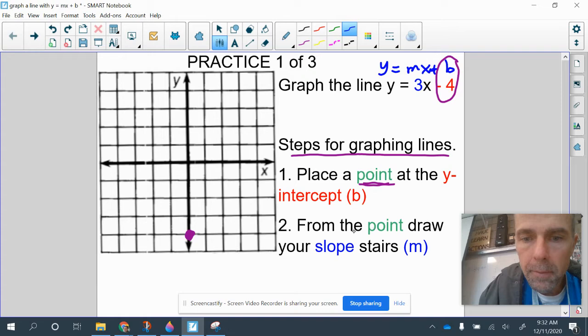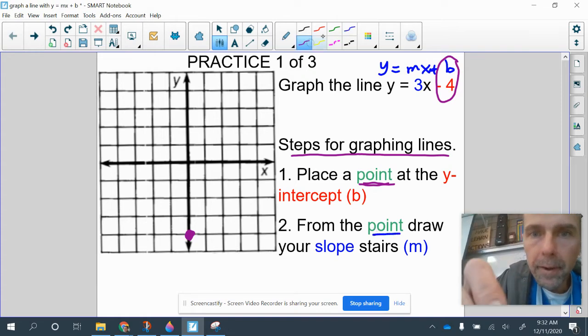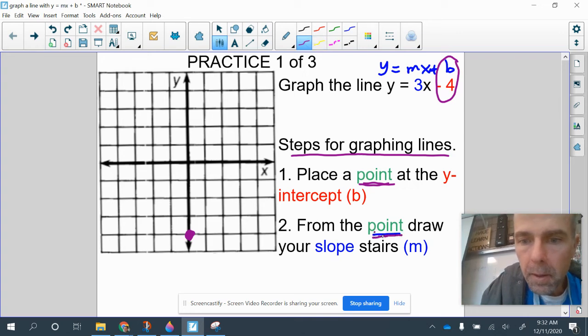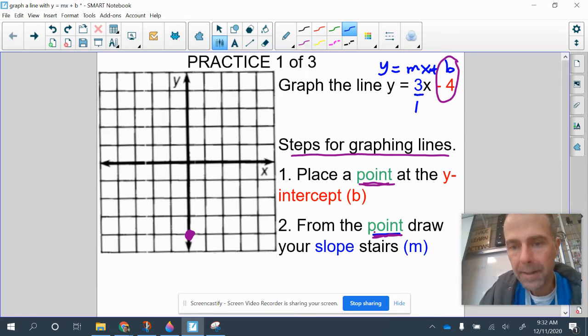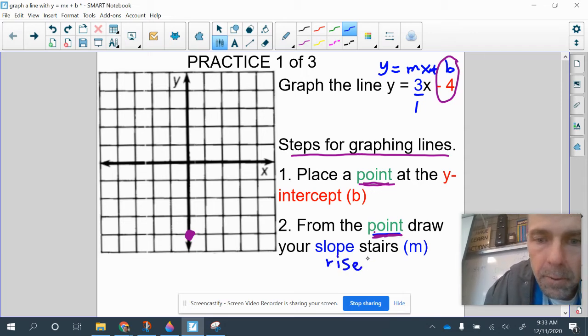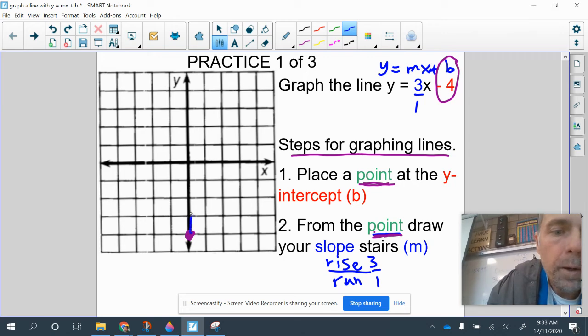Step 2, from the point, draw your slope stairs. In this case, the slope is 3, but you need to put a 1 under that to actually do the slope correctly, because the top number is the rise. Slope is rise over run, yes? So we're going to rise 3 and run 1.